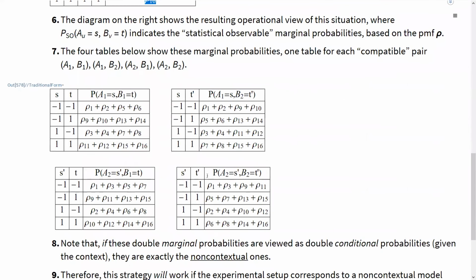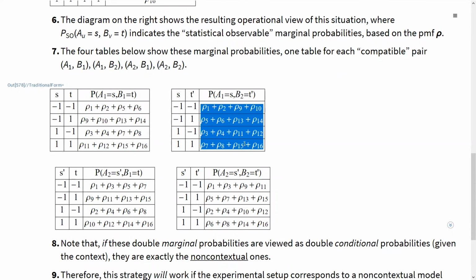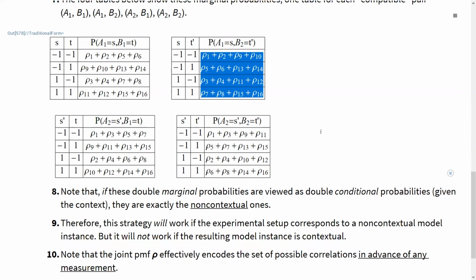Now, what happens when you compute the marginals? Let's compute the compatible marginals of that distribution. What are those numbers in there? Those are the non-contextual ones. If you view these as conditional probabilities, double conditionals, those are exactly the non-contextual conditional probabilities. Therefore, Eve will only be able to fool Alice and Bob if it's a non-contextual model instance, like that first one I showed. If it's the second one, she won't be able to fool them.